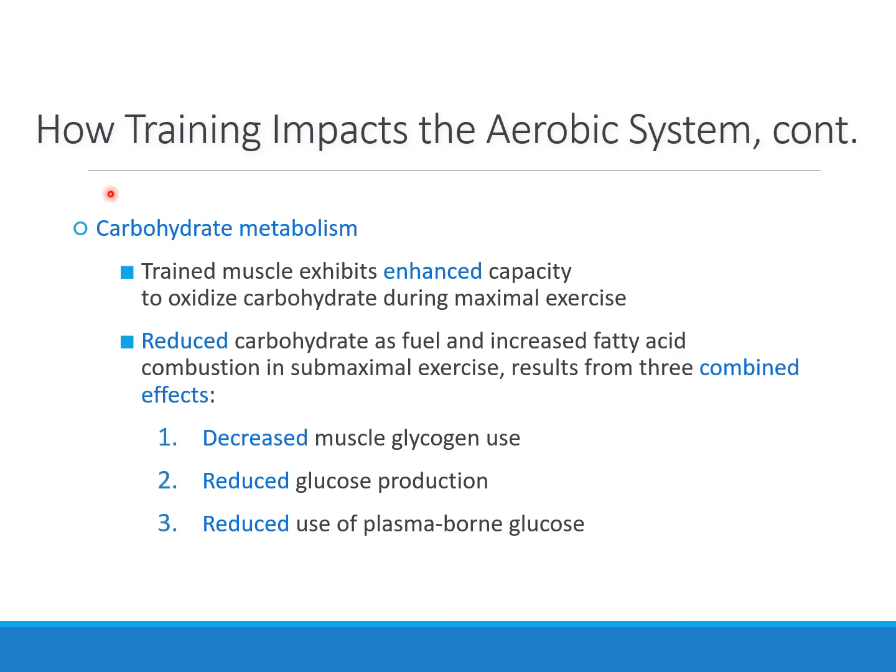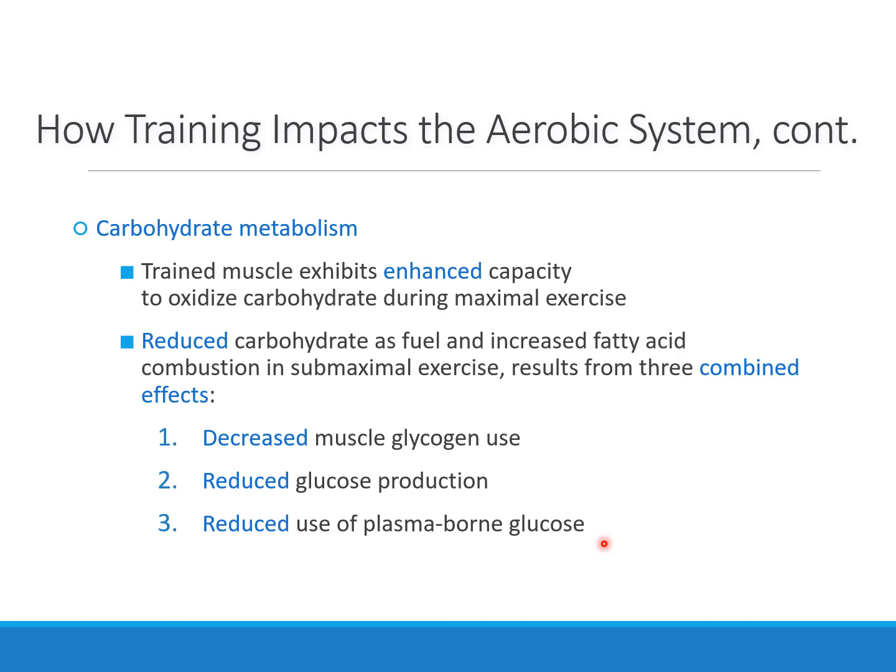All right, so we're continuing on. We're going to talk about carbohydrate metabolism and the impact on the aerobic system. So trained muscles exhibit enhanced capacity to oxidize carbohydrate during maximal exercise. So it's their ability to break it down and use it. Reduced carbohydrate as fuel and increased fatty acid combustion in submaximal exercise results from three combined effects. One is decreased muscle glycogen use, two is reduced glucose production, and three is reduced use of plasma-borne glucose.